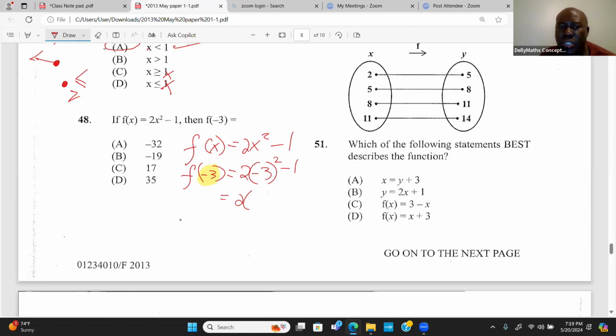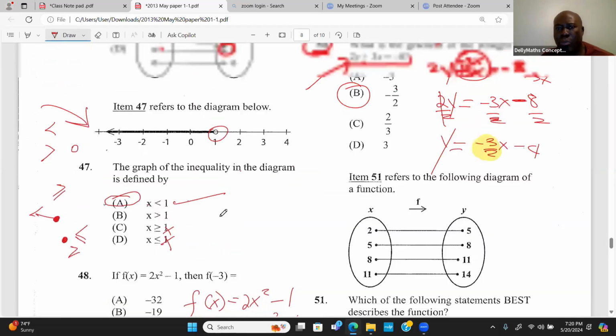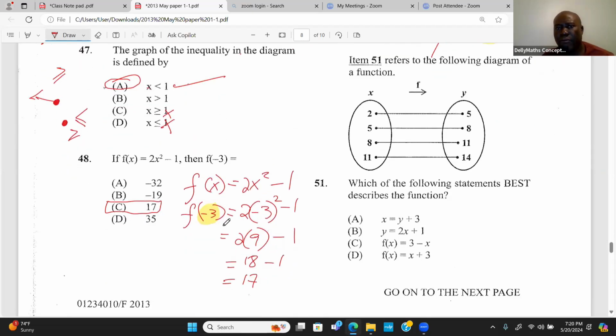When you square negative 3, it's going to give you positive 9. Then 2 times 9 is 18, then minus 1, 17. So you're looking for that. So you work your thing down. No big deal. You take your time and you go through. So again, we did that. So it shouldn't be a problem. 51. 51 says the item 51 below refers to the diagram.